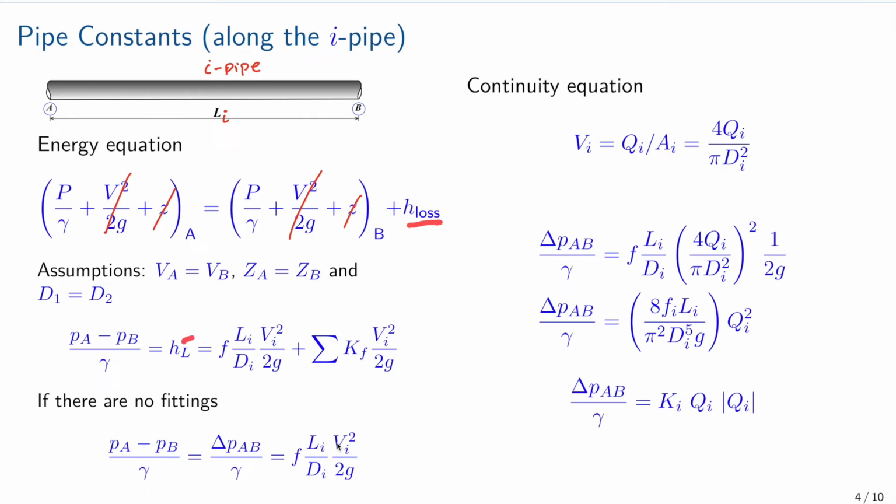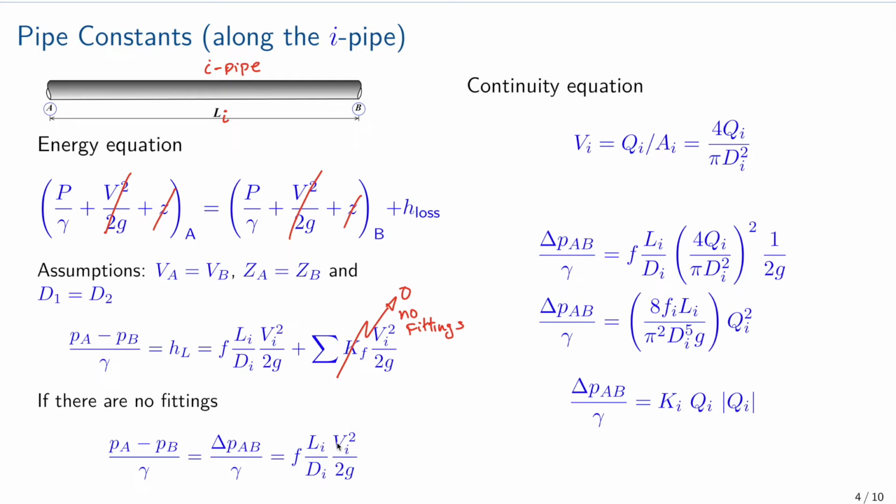The loss is formed by two terms: the loss due to friction and the loss due to the fittings. Now we are going to consider that we have no fittings, so this is 0. In that case, PA minus PB, which is delta PAB, divided by gamma, is just equal to the friction term.